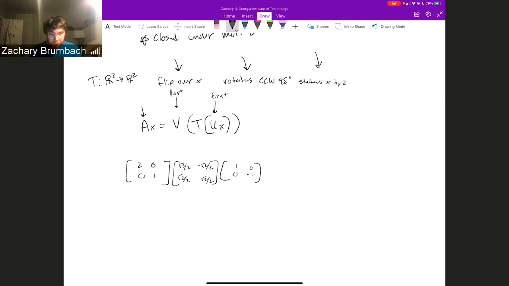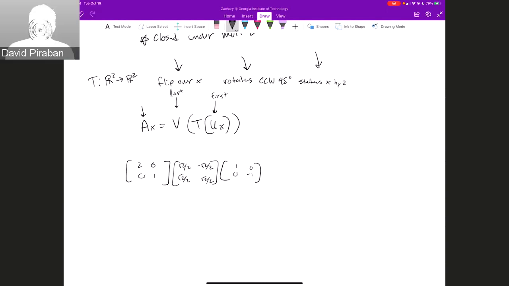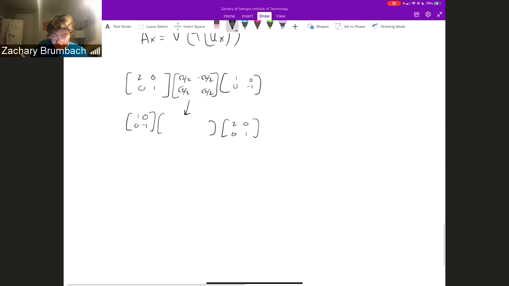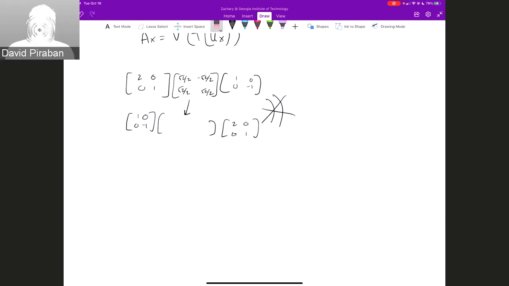From right to left? Well, from left, it doesn't matter, but you just have to have them paired correctly. Because if we did this backwards, like 1, 0, 0, negative 1 times this stuff I'm not going to write again, times 2, 0, 0, 1, these are not equal. It's just the ordering of it.